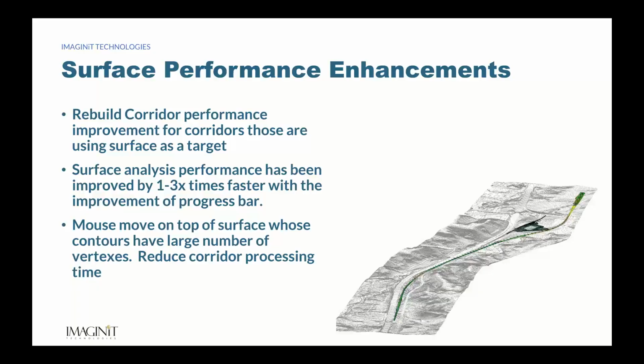So for example, the rebuilding of corridor performance improvement has been done for corridors who are using surfaces as targets. Surface analysis, if you are performing those, have been improved about 1 to 3 times faster than before. And mousing over, moving on top of the surface who has contours, which are a large number of vertices, that behavior has also been improved.